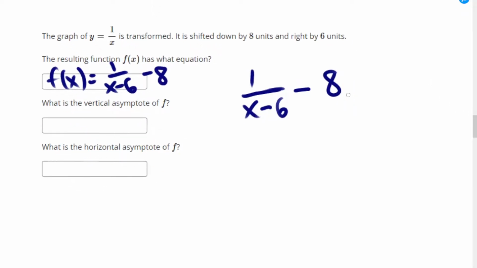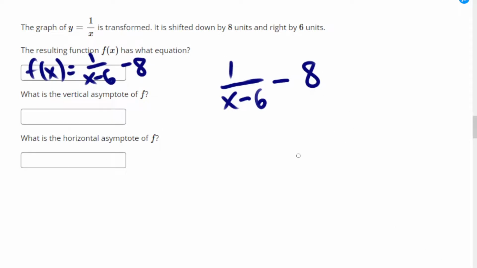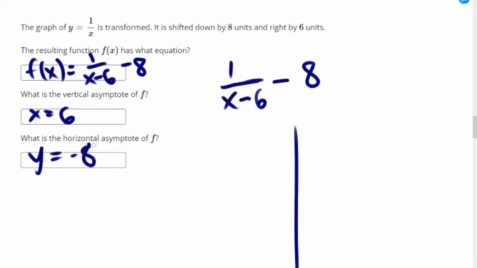What is the vertical asymptote of f? We know that the vertical is up and down, and that will move when we're going left and right, correct? So in this case, our vertical asymptote is going to be x equals +6, because we're moving right 6. The horizontal asymptote is going to be -8, so y equals -8, because this negative stays there. It just changes when there's like an implied parentheses next to the x, right?